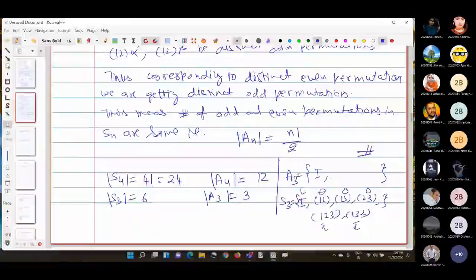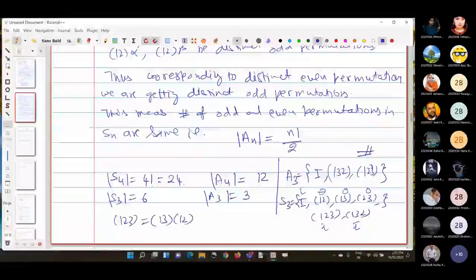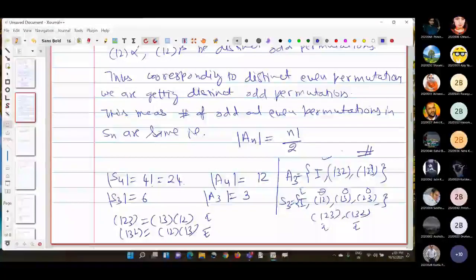So A3 has identity, and then (1 3 2) and (1 2 3). You know these, (1 3 2) and (1 2 3), they are even permutations, because (1 2 3) you can write like (1 3)(1 2). So this is the product of an even number of transpositions. Similarly, you can write (1 3 2) equal to (1 2)(1 3). Okay. So this is even. And of course, identity, we just now proved that the identity permutation is an even permutation.